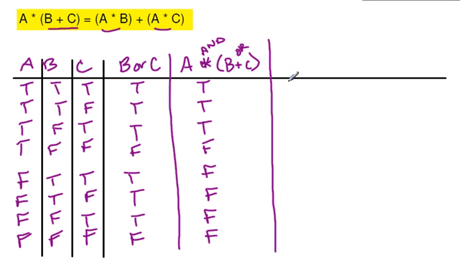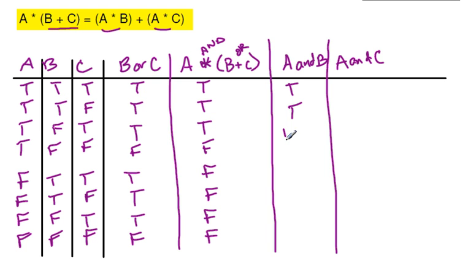So I need these columns. I need A and B, and I need A and C. If I do A and B, I can see that it's going to be true in the first two, and I keep going down here, false on all the others. So true, true, and 6 falses. I think I'm missing 1, 2, 3, 4. Oh, they're all there. Okay.